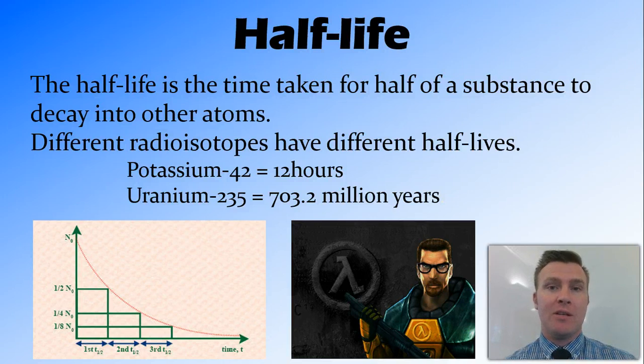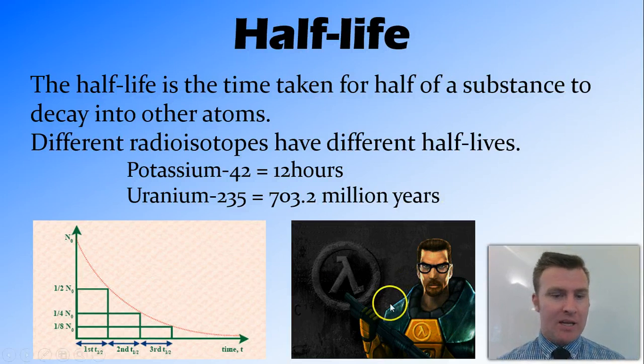Now, different elements have different half-lives. So for example, potassium-42, which is an isotope of potassium, has a half-life of 12 hours, which in the scheme of things is quite a short half-life. While uranium-235, which is used in nuclear power stations, has a half-life of 703 million years, which means that if you have a kilo of uranium, the time it takes for that kilo of radioactive uranium to decay into half a kilo of radioactive uranium is 703 million years. So that's a really long time.